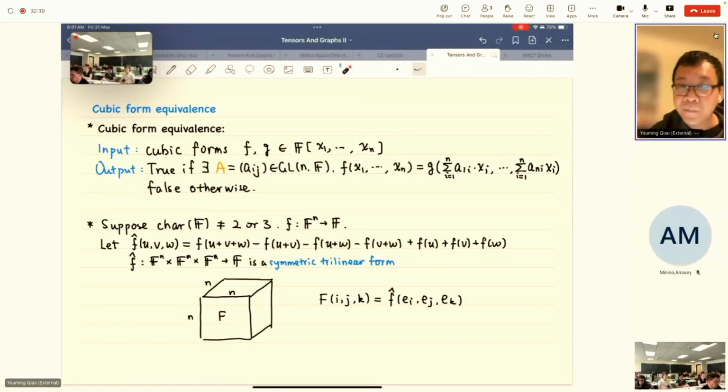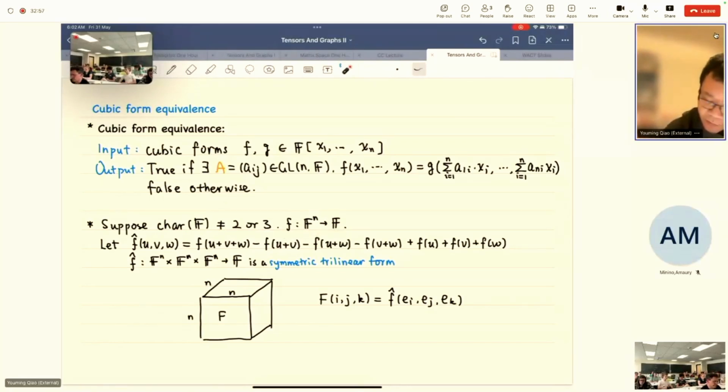Are these homogeneous, Youming? Sorry, I didn't hear. Is your cubic form homogeneous? Is that what you mean by saying it's a cubic form? Yes, exactly. A form is usually, I think people could take it as homogeneous. So degree 3 homogeneous polynomials. Yes. No worries.